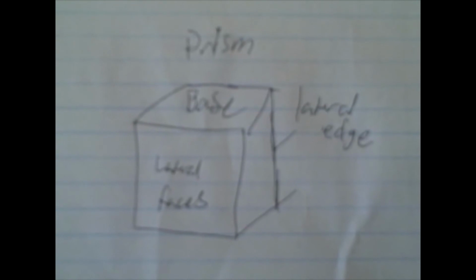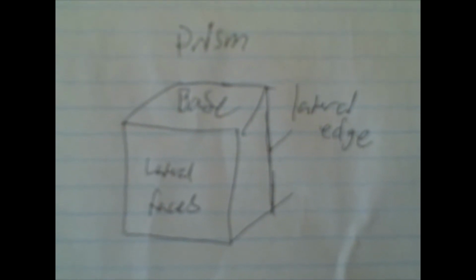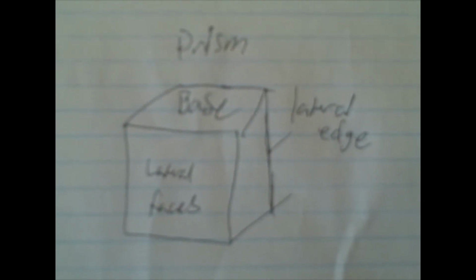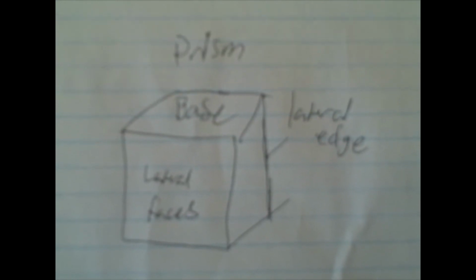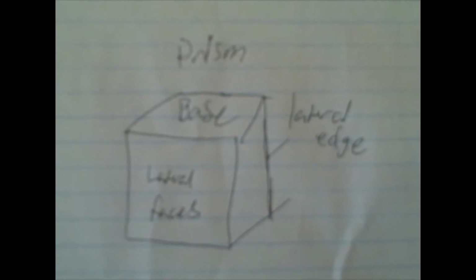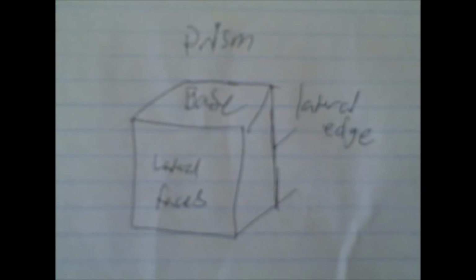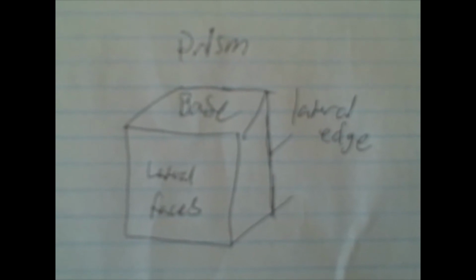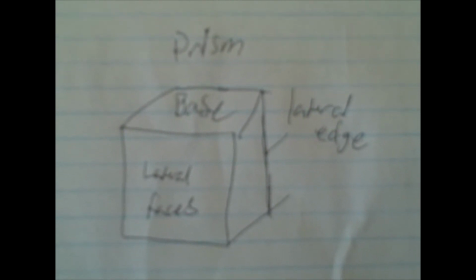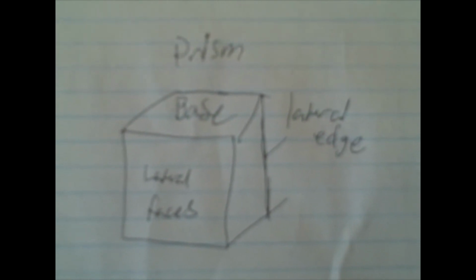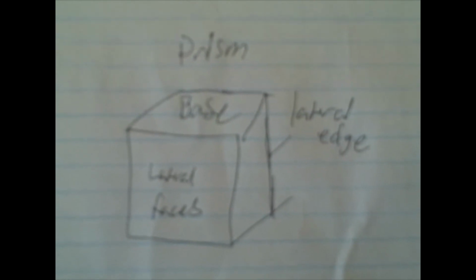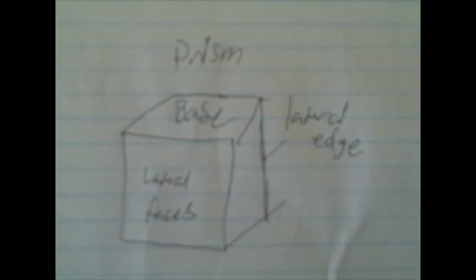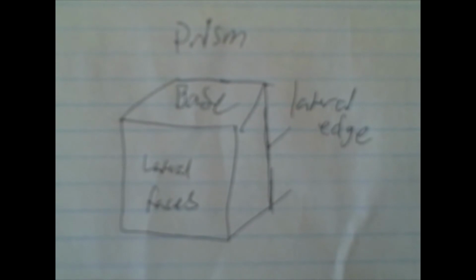A prism is a polyhedron with two congruent faces called bases that lie in parallel planes. The other faces, called lateral faces, are parallelograms formed by connecting the corresponding vertices of the bases. The segments connecting these vertices are lateral edges. Prisms are classified by the shapes of their bases. The surface area of a polyhedron is the sum of the areas of its faces. The lateral area of the polyhedron is the sum of the areas of its lateral faces.